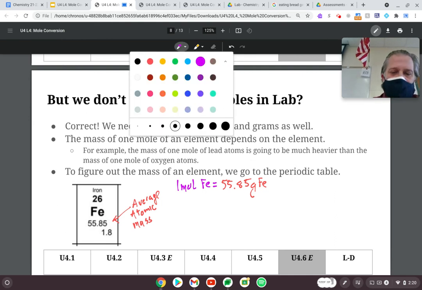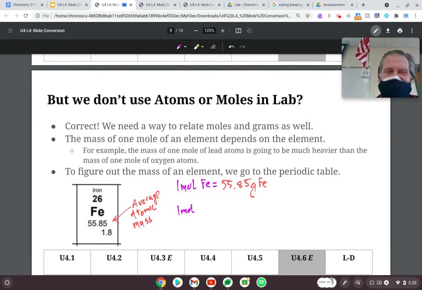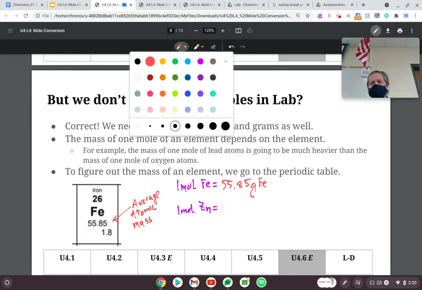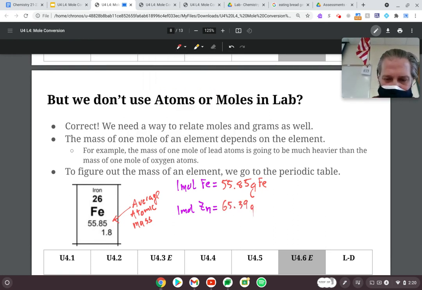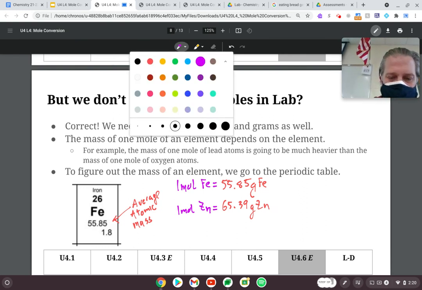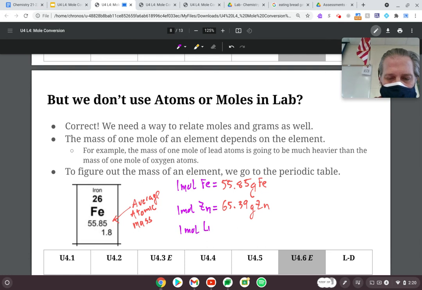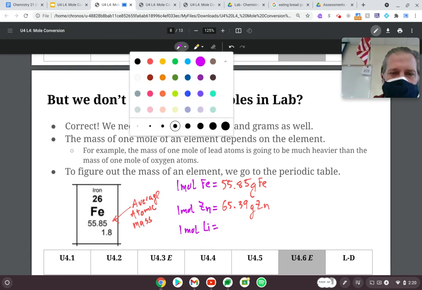If I wanted 1 mole of zinc, you would go to your periodic table, locate zinc, and you would identify zinc to have an average atomic mass of 65.39 grams of zinc. And if I wanted 1 mole of lithium, you would go to your periodic table.